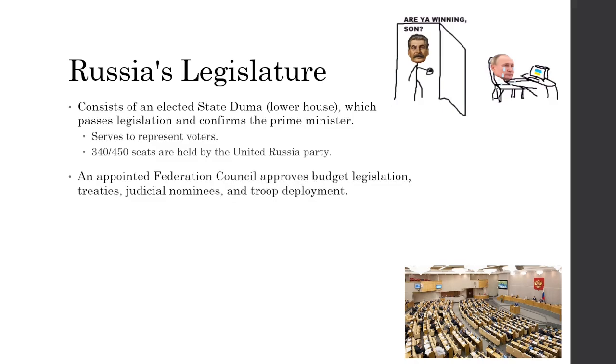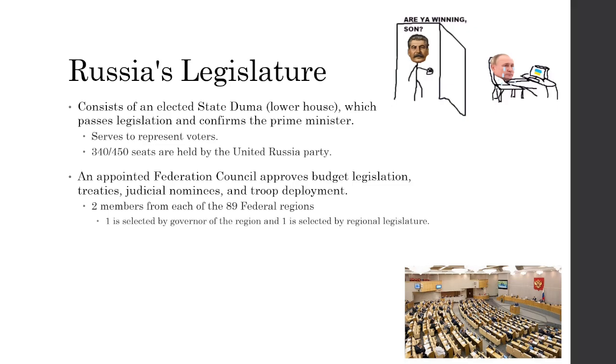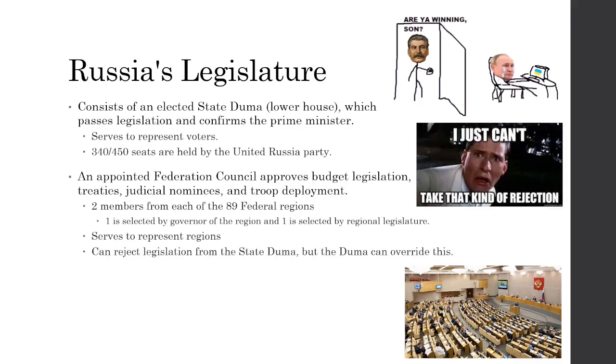opposing viewpoints. Now we have a Federation Council, which is the upper house. They'll approve budget legislation, treaties, judicial nominees, and troop deployments. And just like in Nigeria and Mexico, this upper house represents the regions, except they have 2 members from each of the 89 federal regions. One is selected by the governor, and one is selected by the regional legislature. So they're not voted on by the people. So that means they're representing the regions and overall regional interests. And they can reject legislation from the state Duma. However, it doesn't really do anything because the Duma can override this and still pass the legislation.